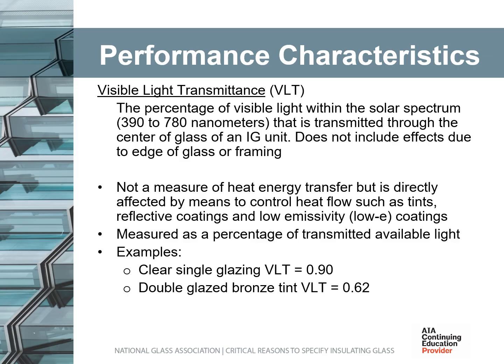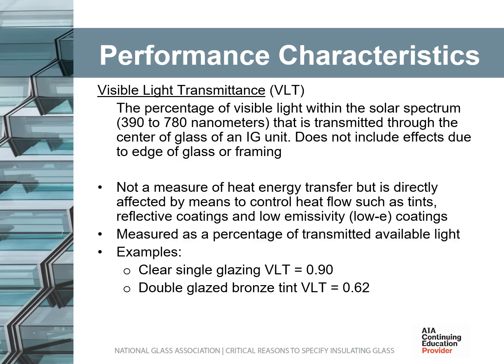Note that edge of glass and framing are not included in this measurement. Visible light transmittance is influenced by the glazing type, the number of panes, and any glass coatings. Visible light transmittance of glazing ranges from above 90% for typical uncoated low-iron glass to less than 10% for highly reflective coatings on tinted glass.